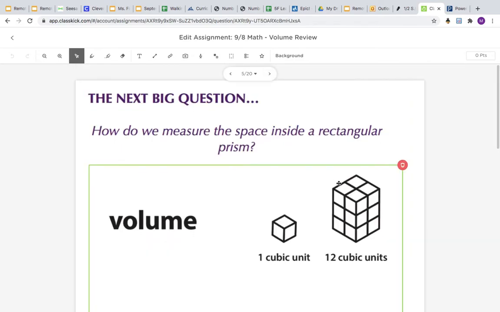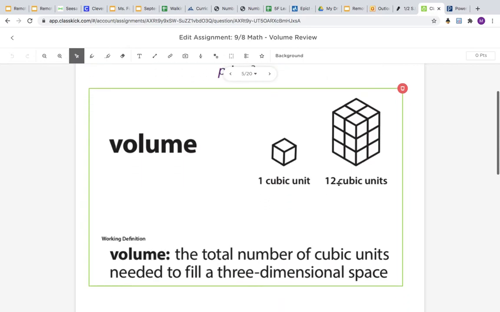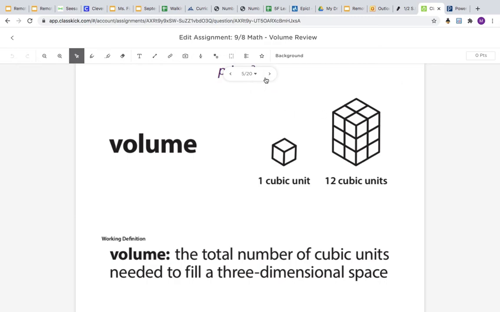Our next big question: how do we measure the space inside of a rectangular prism? With that, we are going to be finding volume. So here we were working in cubic units. This one cube is 1 cubic unit. The volume is the total number of cubic units that are needed to fill a three-dimensional space. So for this example, we'll have 12 cubic units that fill that space.